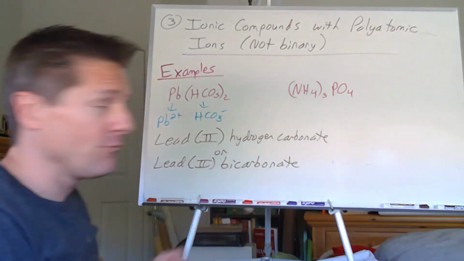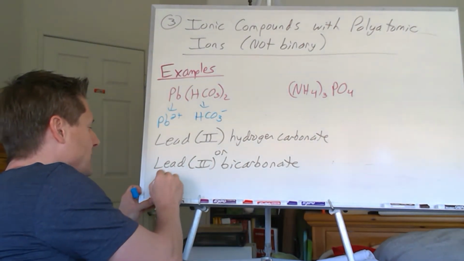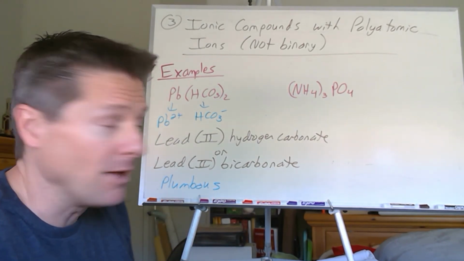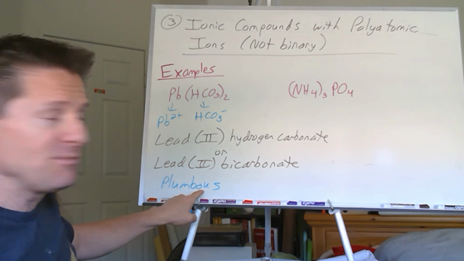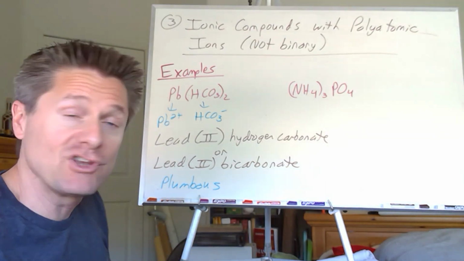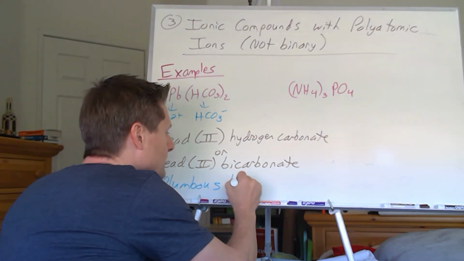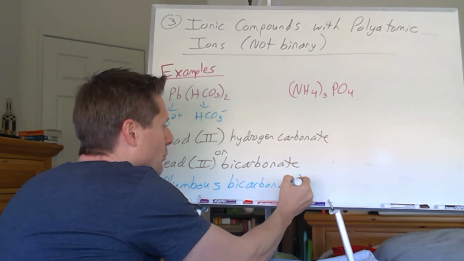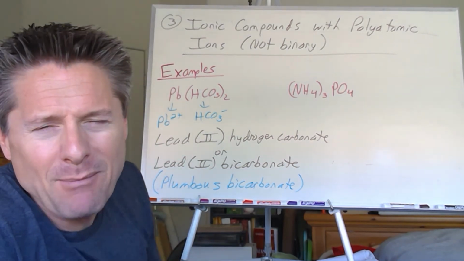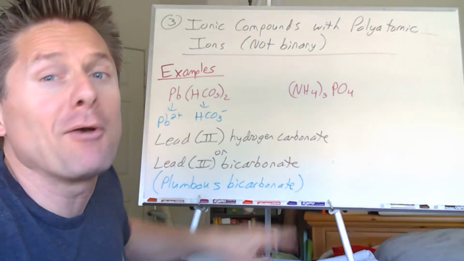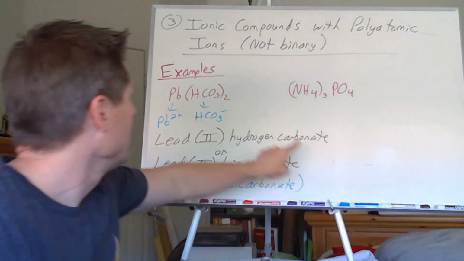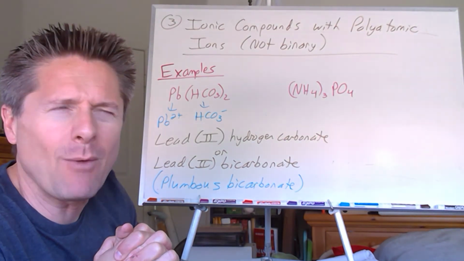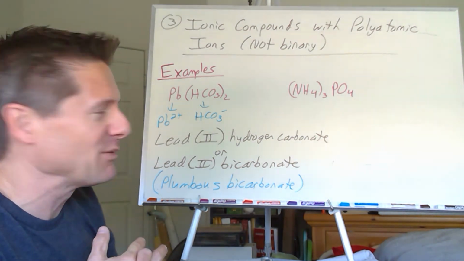Now, back in the old days, if we did the lead system, we would call that plumbous, the Latin root plumb, and OUS because it's the lower of the two charges for lead, which could be 2 or 4. So plumbous bicarbonate. Back in the day, you know, I'm not going to ask you to do that, but I'm just throwing it on there because it's there and I have the space, in case you run into it. So there we go, lead 2 hydrogen carbonate. That's technically the International Union of, why am I saying? IUPAC. I keep saying that stupid thing.